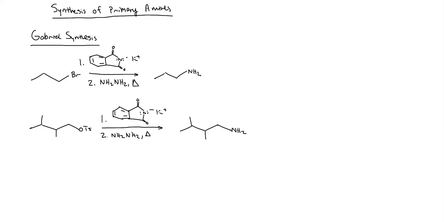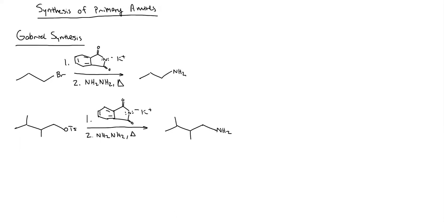This first step is an SN2 type mechanism there. So this is one way that we can do it. Now we get to talk about the other ways we can do it.